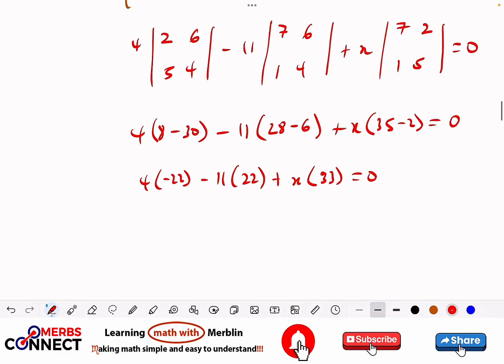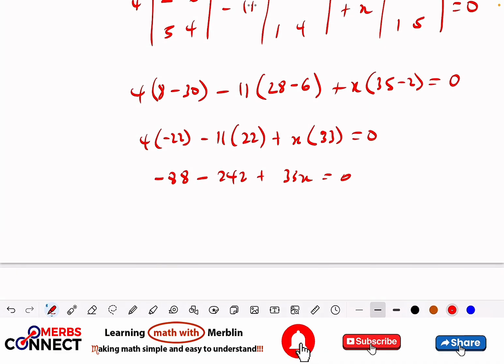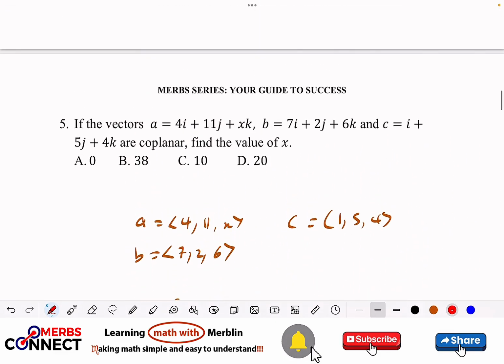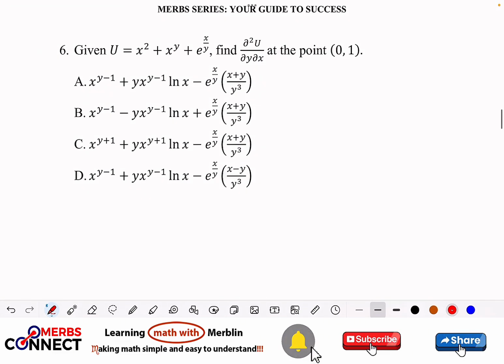So let's just multiply this. This is going to give us minus 88, minus 11 times 22 is going to give us 242, plus 33x is equal to 0. So this is going to give us minus 330 plus 33x is equal to 0. So 33x is equal to 330. Divide through by 33, and we are going to get x to be equal to 10. So x equal to 10 is the value of x to make sure that the expression is equal to 0. So that is coplanar.